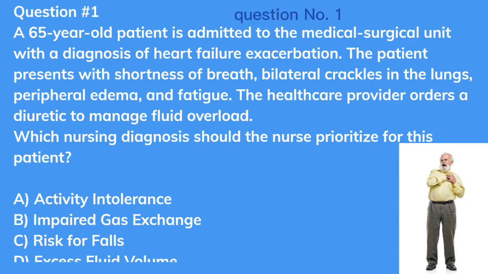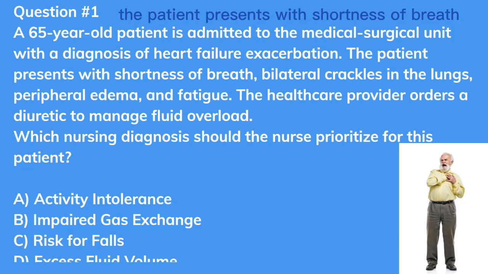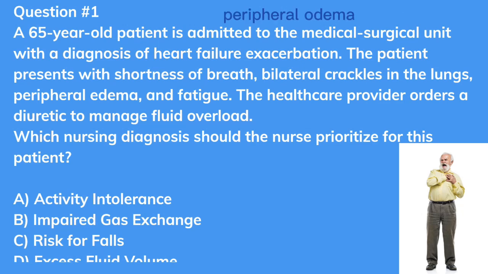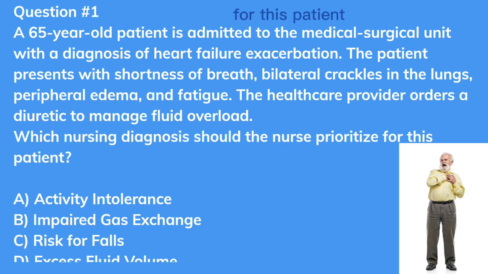Question number 1. A 65-year-old patient is admitted to the medical surgical unit with a diagnosis of heart failure exacerbation. The patient presents with shortness of breath, bilateral crackles in the lungs, peripheral edema, and fatigue. The healthcare provider orders a diuretic to manage fluid overload. Which nursing diagnosis should the nurse prioritize for this patient?